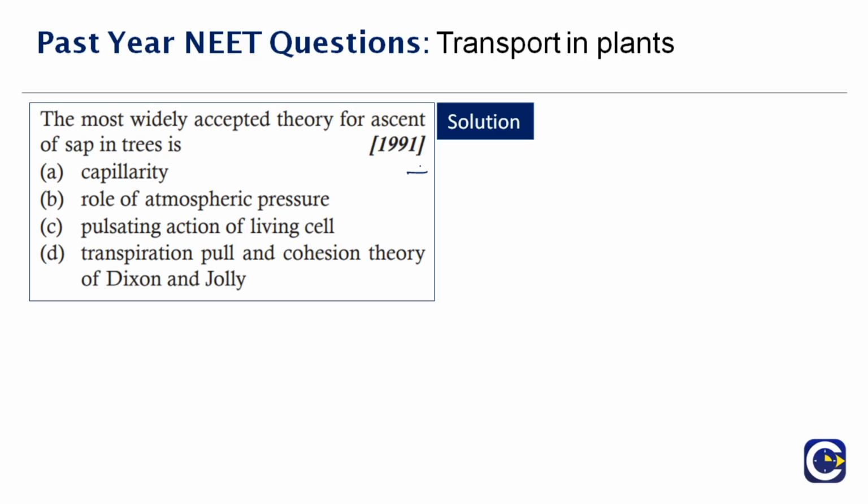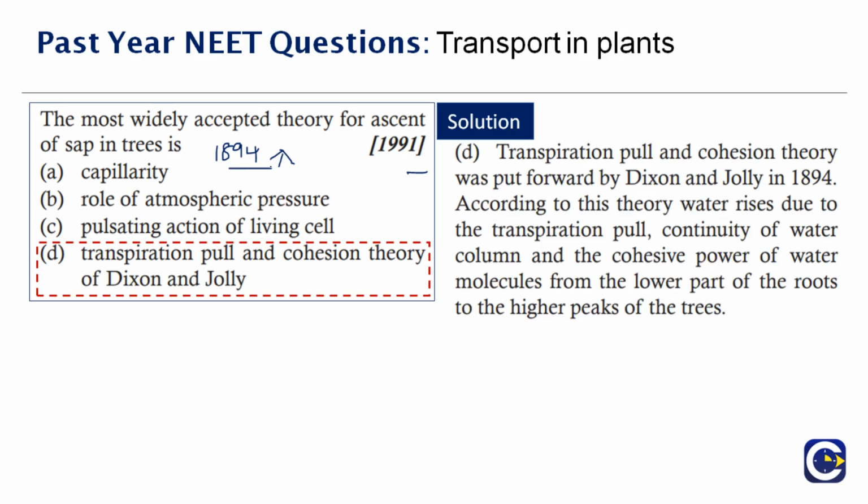The transpirational pull and cohesion theory was put forward by Dixon and Joly in the year, can you remember? Anybody know what the year is? It is in the year 1894. According to this theory, water rises due to the transpirational pull, and there is a continuity of water in the column, and the cohesive power of the water molecules from the lower part of the roots helps it move to the higher part of the trees. So this theory was proposed by Dixon and Joly in 1894. Therefore, the correct answer is option D, Dixon and Joly, who gave the concept of transpirational pull.